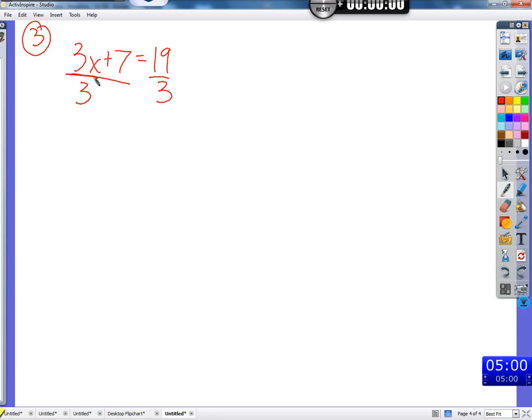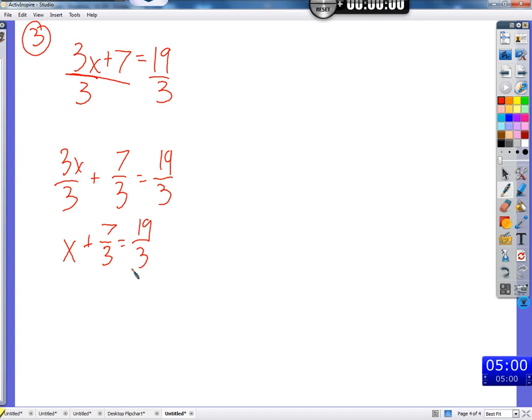Well, if I divide both of these by 3, then I have to divide this by 3 and I have to divide this by 3. 3x divided by 3, that's great. We like that. 7 divided by 3, that's not so great. Okay, so let's see what's going to happen now. We've got 3x divided by 3, 3 divided by 3 is 1, so we get x plus 7/3 equals 19/3. Well, it's got fractions in it, it's not too bad.